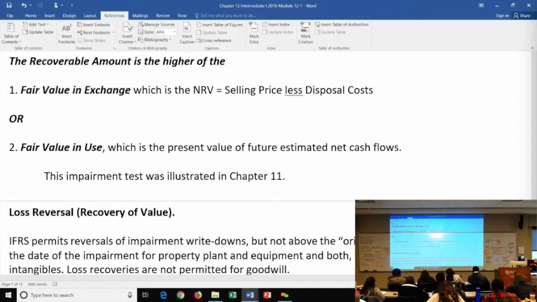So just compare the two on each board. You can see that IFRS is a lot easier. By the way, U.S. GAAP does not permit recovery, an important point that I want to make sure I get in here, except for assets held for disposal. So no recovery except for assets held for disposal.